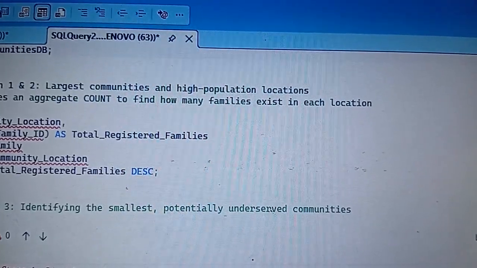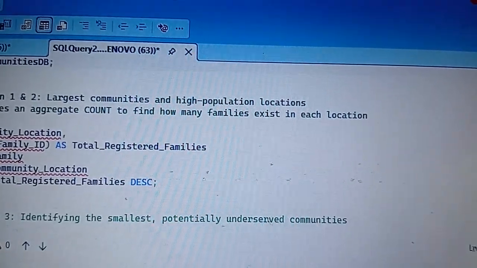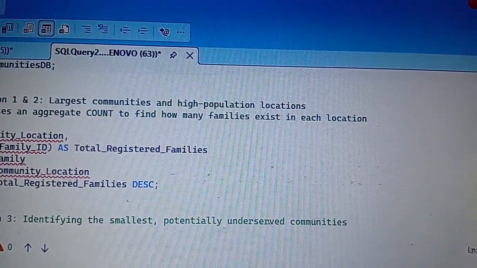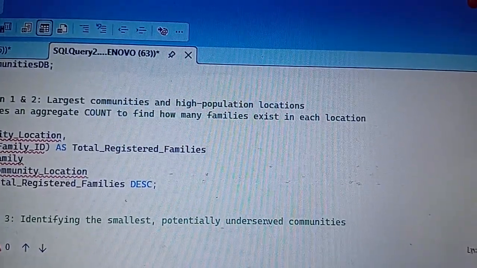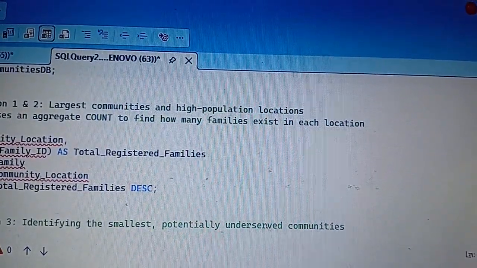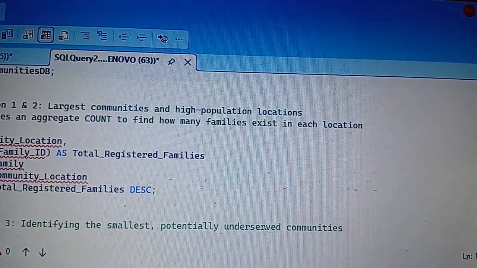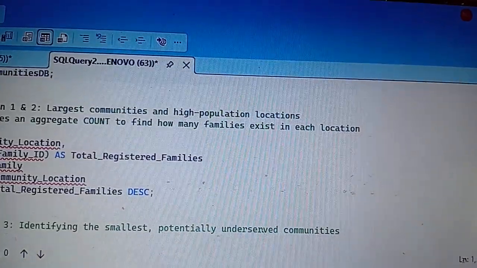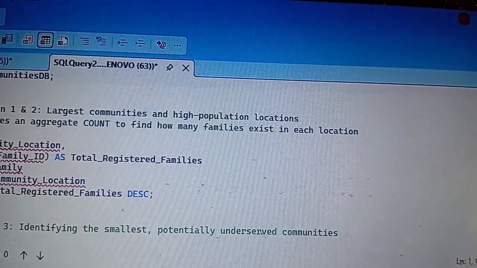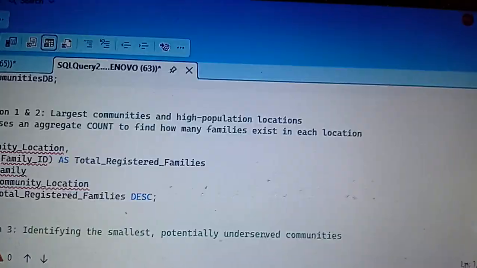By utilizing aggregate functions and sorting data using clauses like ORDER BY, we instantly extract exactly what sector contains the highest density of families, giving stakeholders concrete metrics rather than guesswork.